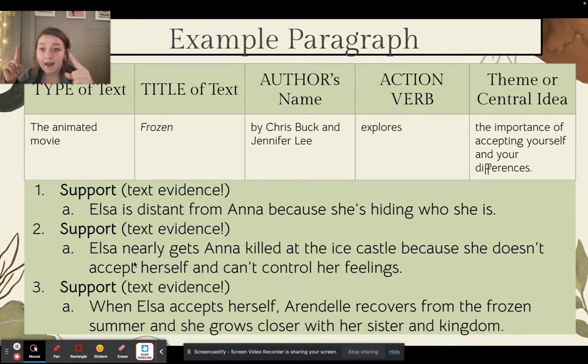I also brought in the fact that Elsa, when they're at that ice castle, almost kills Anna because she doesn't accept herself. And because of that, she can't control her feelings or her powers. Remember that ice blast? And then I also threw in the fact that when Elsa does accept herself, Arendelle recovers from that whole frozen summer thing they've got going on. And then she gets to be closer with her sister. She gets to be like the queen that she needs to be. So I found 3 pieces of evidence, and now I'm going to whip this into a paragraph.